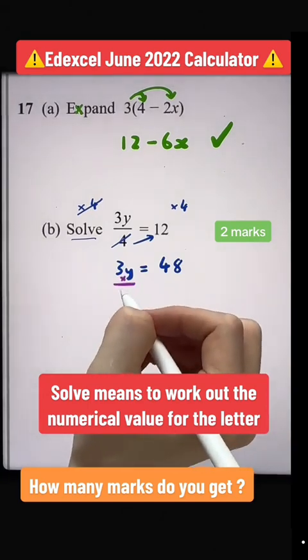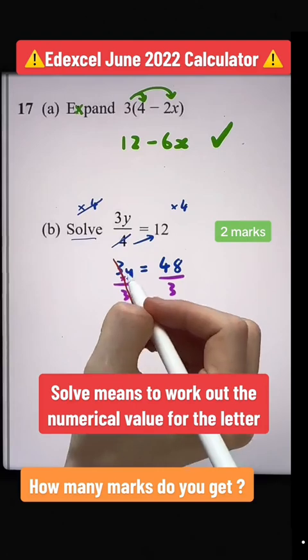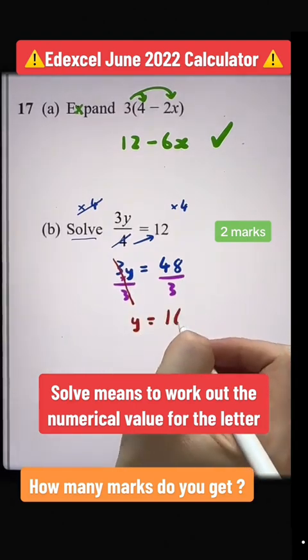The opposite of multiply by 3, therefore, is to divide both sides of our equation by 3. On the left-hand side, 3 over 3 will cancel to leave us with y. And on the right-hand side, 48 divided by 3 gives you 16.